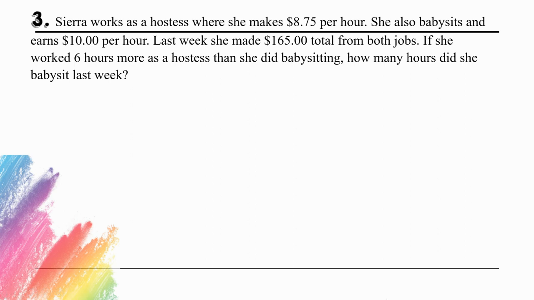All right, the next sentence says if she works 6 hours more as a hostess than she did babysitting, how many hours did she babysit last week? So we have two different jobs going on. So we can let X be the hours babysitting and Y be the hours hostessing.